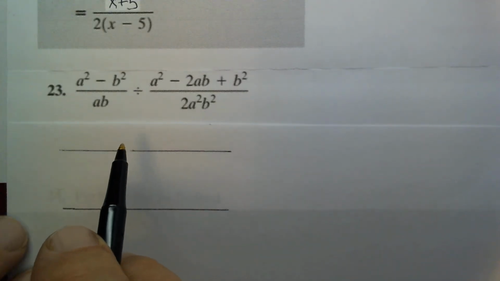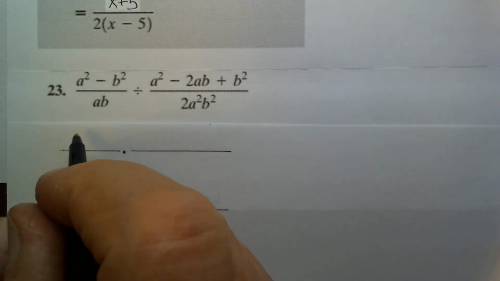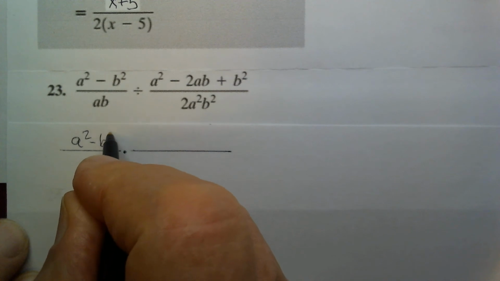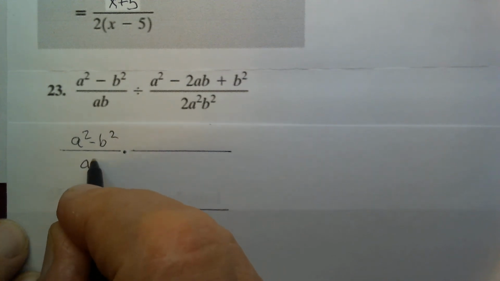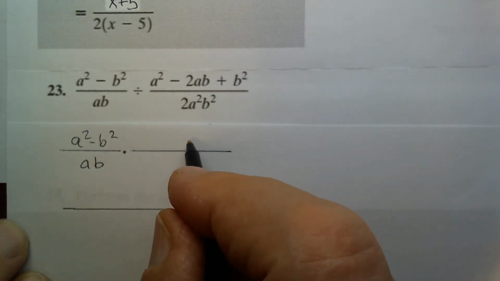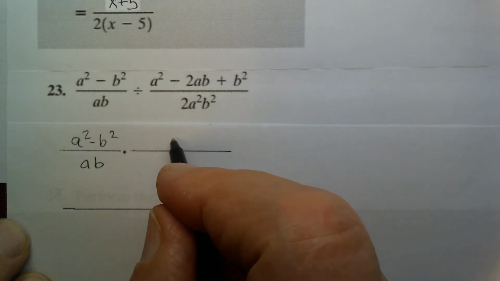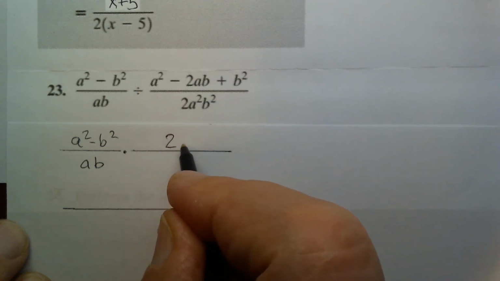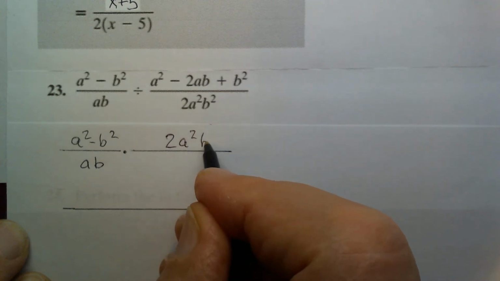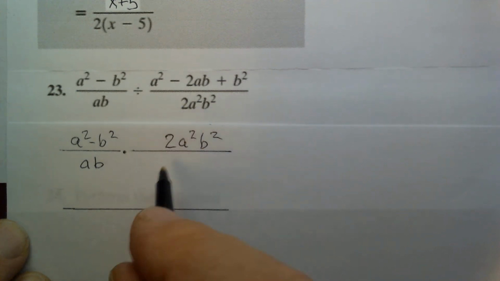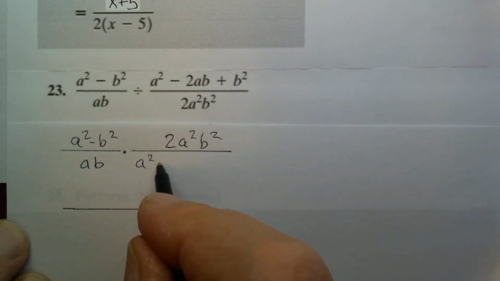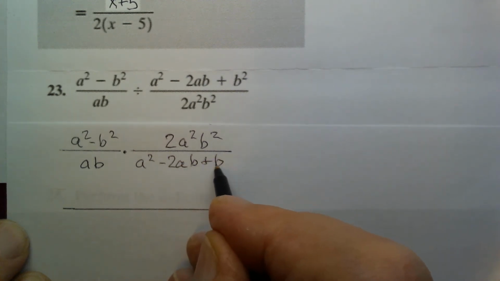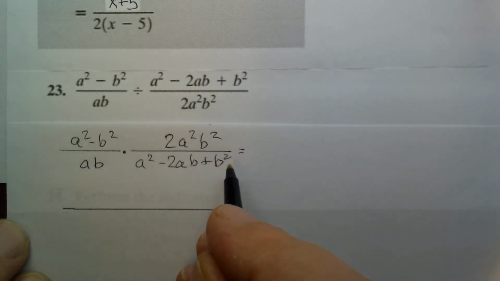To do number 23, we have a squared minus b squared, our first rational expression, divided by ab. And now we multiply by the reciprocal of the second expression, so we now use the denominator, make it the numerator, 2a squared b squared divided by a squared minus 2ab plus b squared equals.